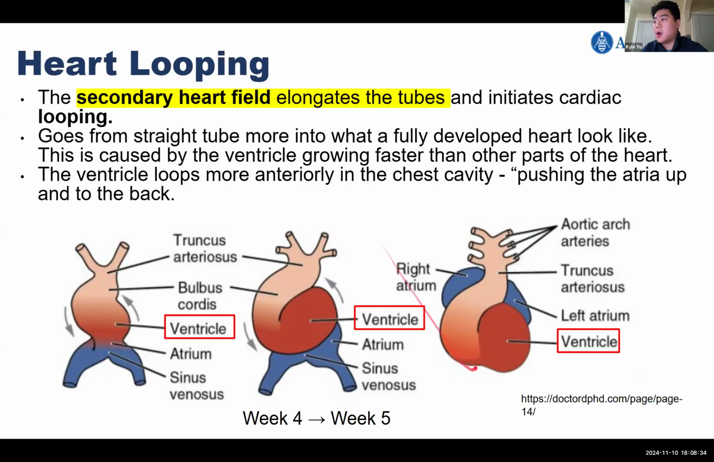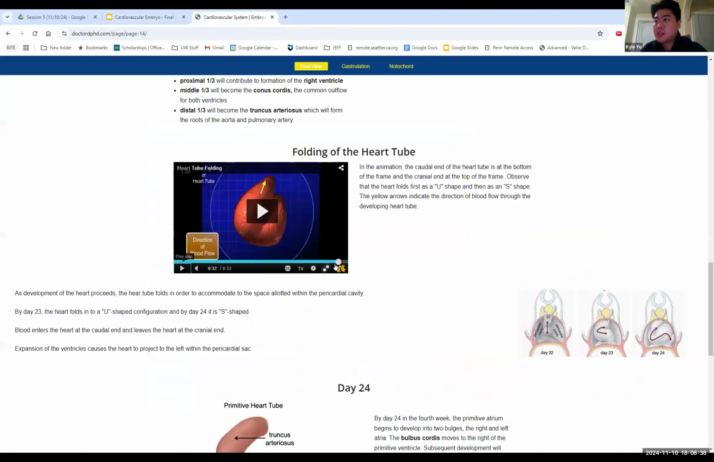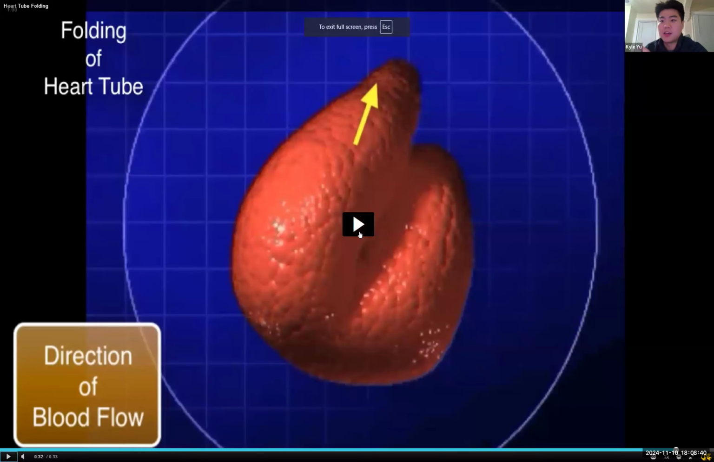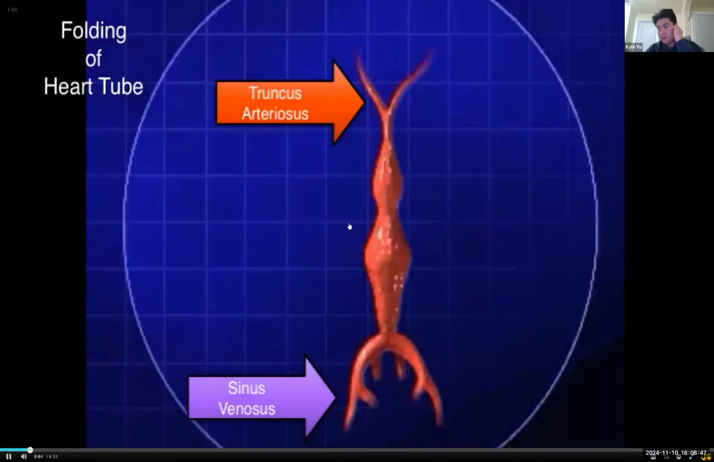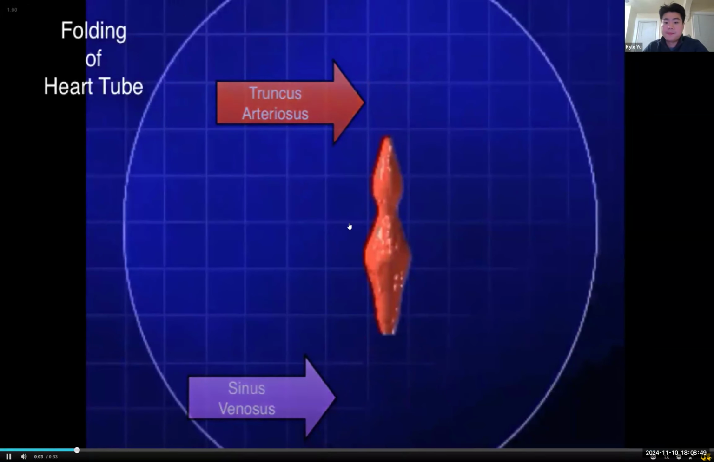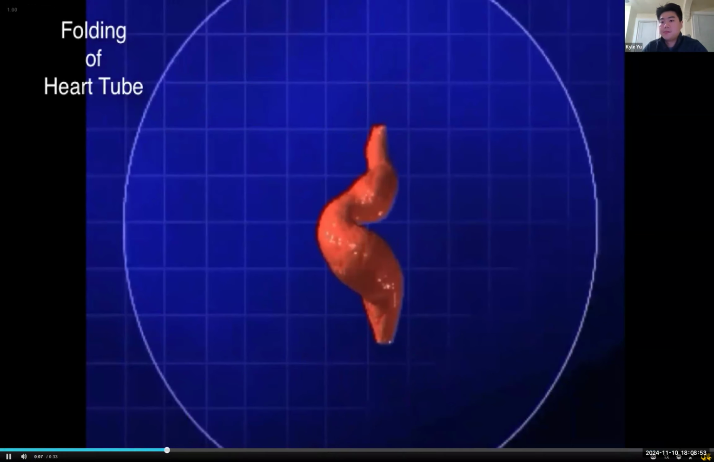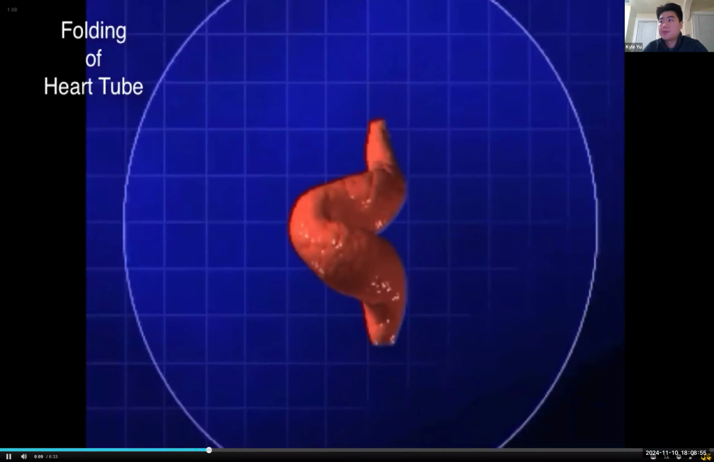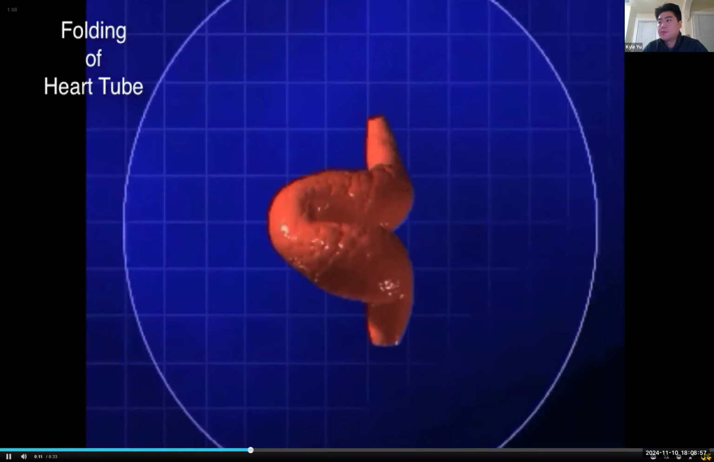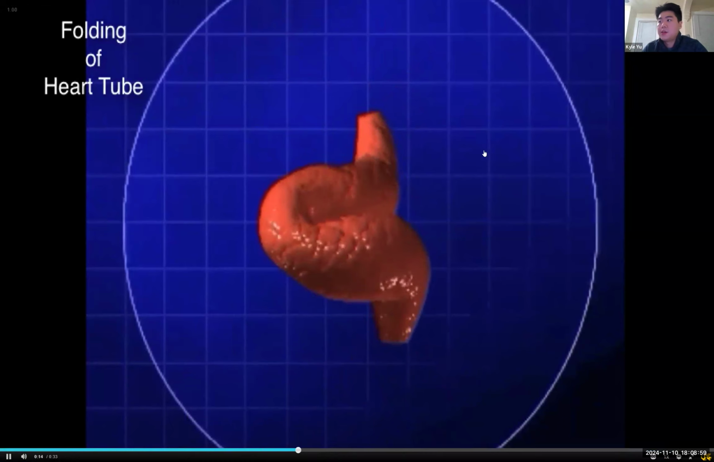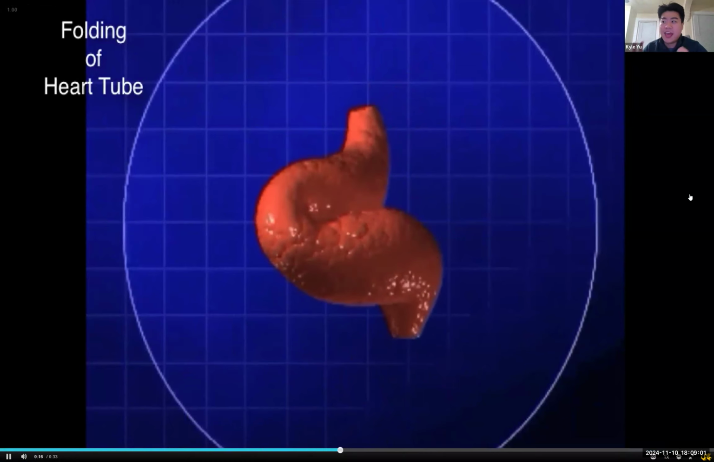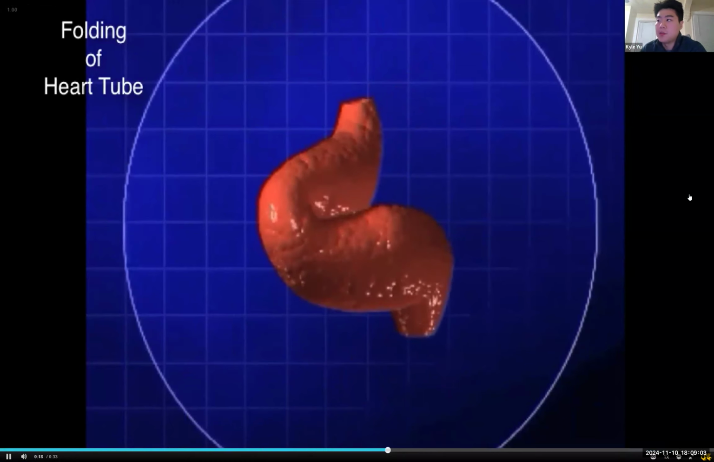Here, I'm going to show a quick video on the folding of the heart tube, because it can be hard to visualize with just words. So you can see here, it's making this characteristic S shape as it's in the middle of the looping process.